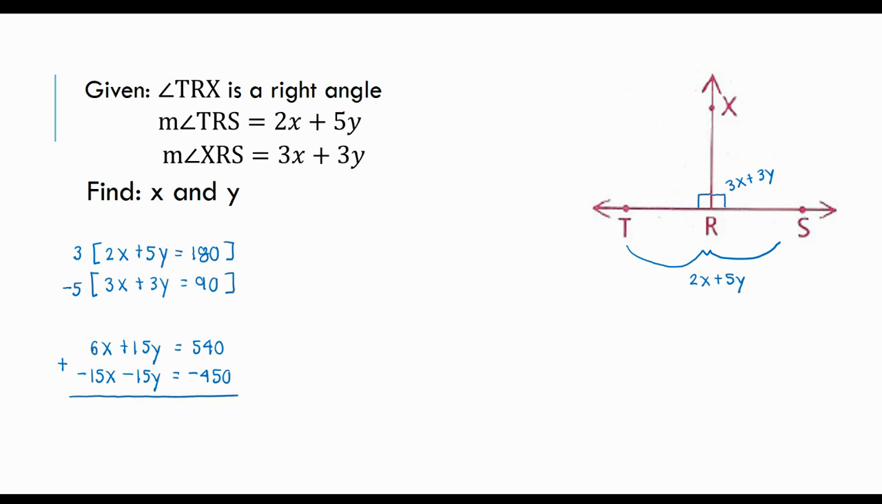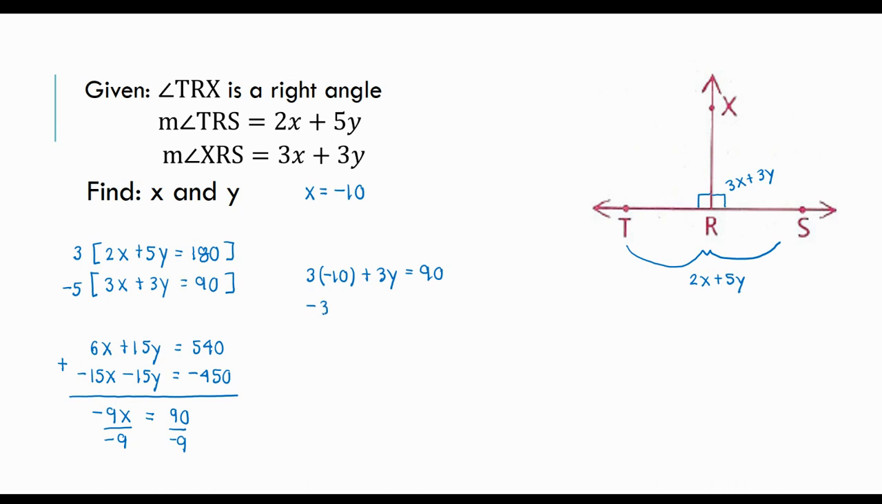I'm going to end up having negative 15 plus 6, which would give us a negative 9 with that x. The y's cancel, and 540 minus 450 is going to give us 90. I'll divide by negative 9. And so one of our answers, we just got x to be negative 10. We're not finished. Now we have to solve for y. Now that I know what x is, I can go back to either one of my original equations and solve. I think I'll go back to the original bottom equation. So we'll have 3 times negative 10 plus 3y equals 90.